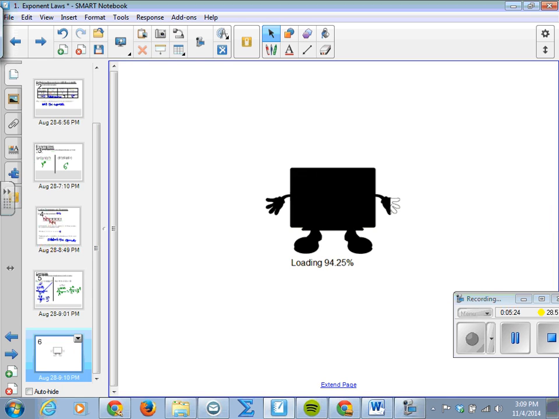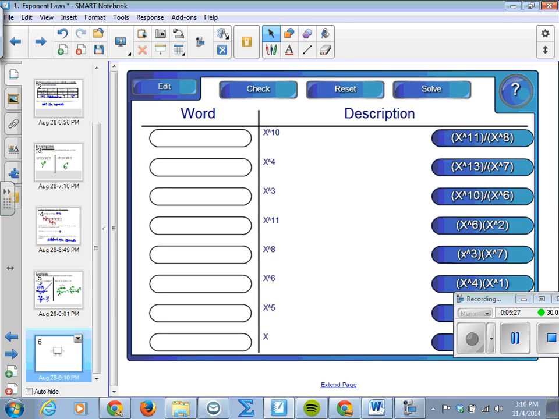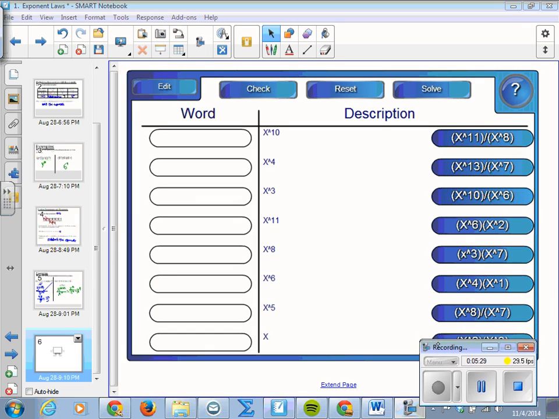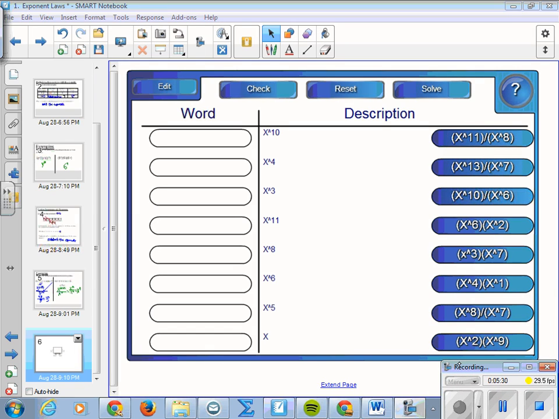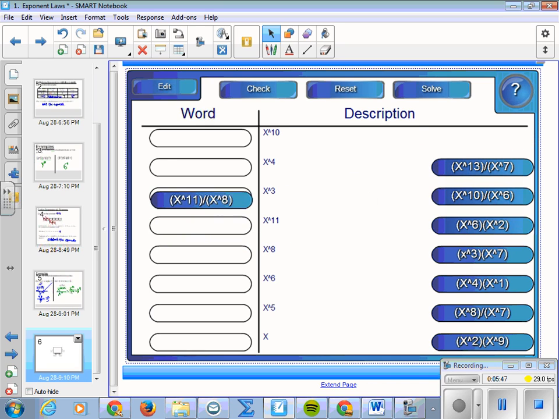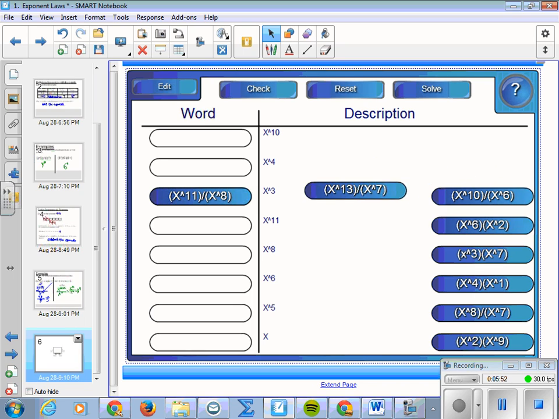So you ought to have this screen on your notes page. All we're going to do is go ahead and match up the expressions on the right side with the ones on the left. So if you want to pause and go ahead and match it, do so. I'm just going to go ahead and drag them across. X to the 11th divided by x to the 8th is x to the 3rd. X to the 13th divided by x to the 7th. 13 minus 7 is 6. X to the 6th. X to the 10th divided by x to the 6th. 10 minus 6 is 4.